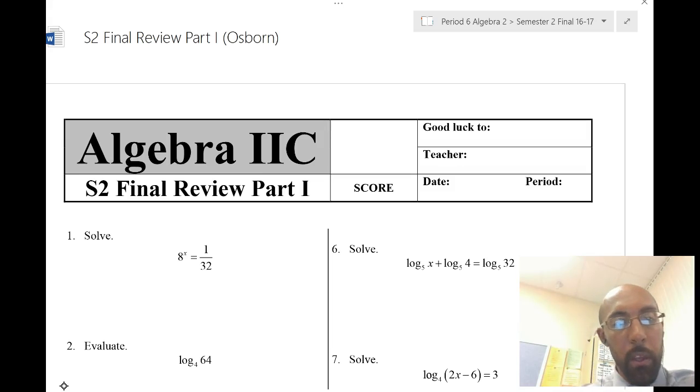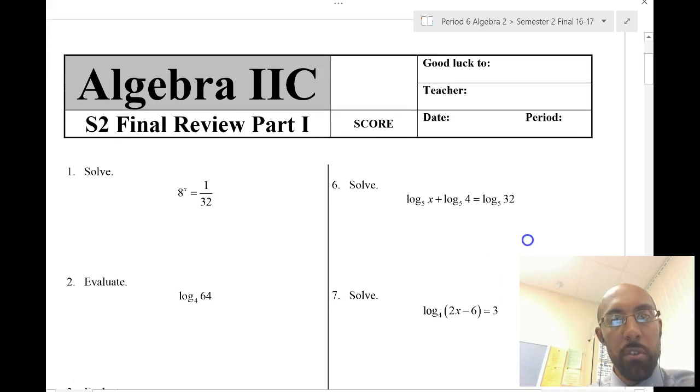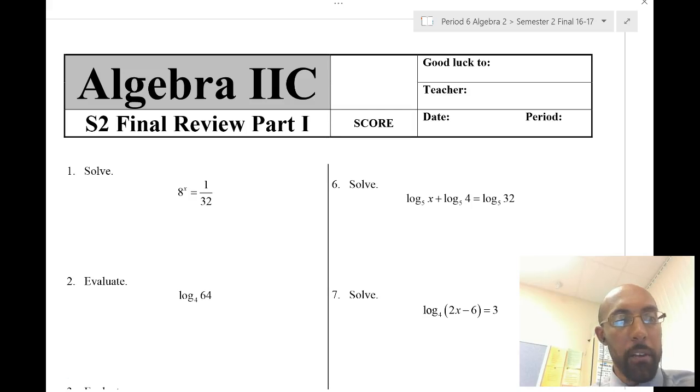So for the review, I'm going to go page by page. So each video is one page. So there will be a total of, what, 5, 6 videos, because one for each page. Okay? All right, so this first page has to do a lot with exponentials and logarithms, which is all Chapter 8. So if you're looking at your notebook, go to Chapter 8 for this. And this first problem is solving exponential equations.